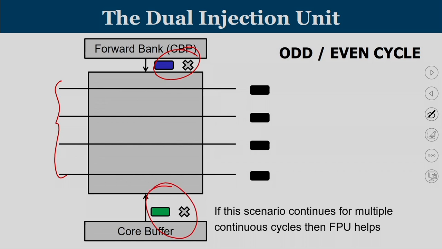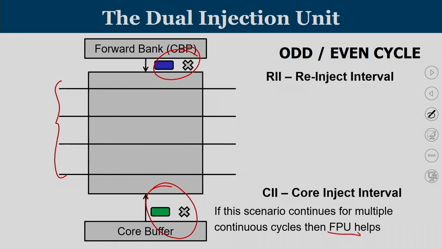But if this scenario is going to continue for multiple clock cycles, then the flits waiting in the core buffer as well as in the side buffer are going to face the problem of starvation. And this can be addressed by the unit called the flit preemption unit. So we define two components. One is called re-inject interval, the other is called core inject interval. Re-inject interval is defined as the number of cycles of utmost starvation that can happen.